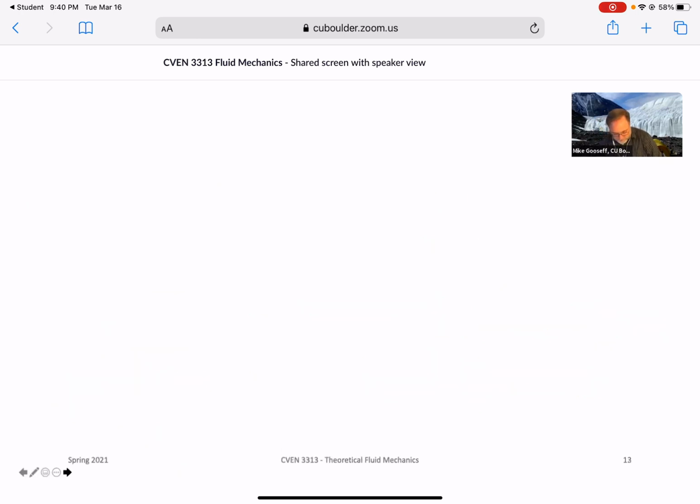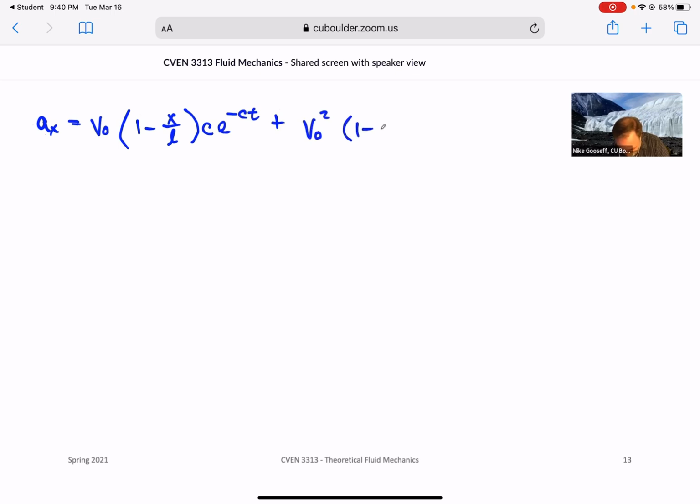Let's take the intermediate step, which is a x is equal to v naught times (1 minus x over L) times c e to the minus ct, plus v naught squared times (1 minus e to the minus ct), and we're going to square this, times (1 minus x over L) times minus 1 over L. Okay, sorry about that.